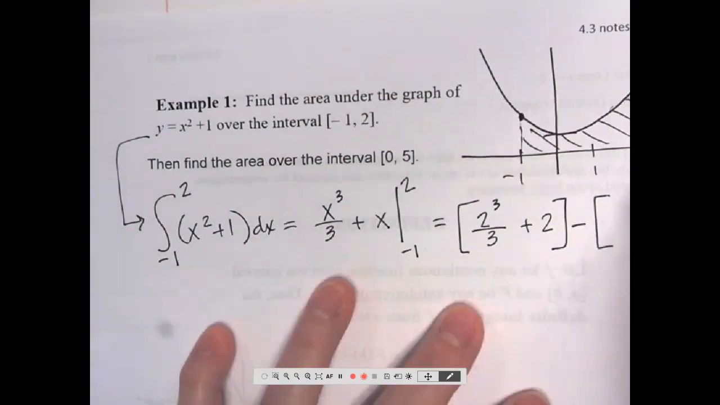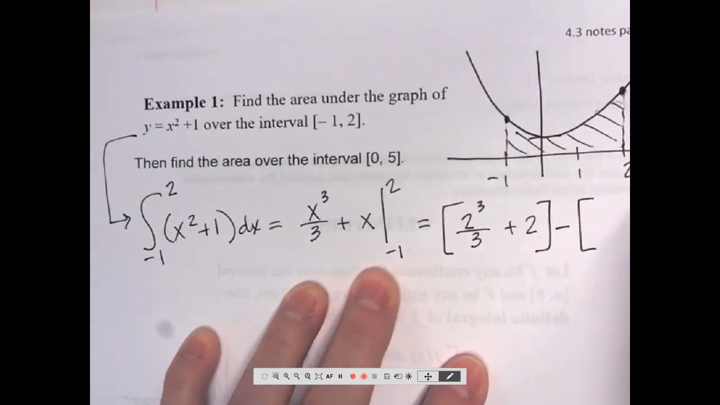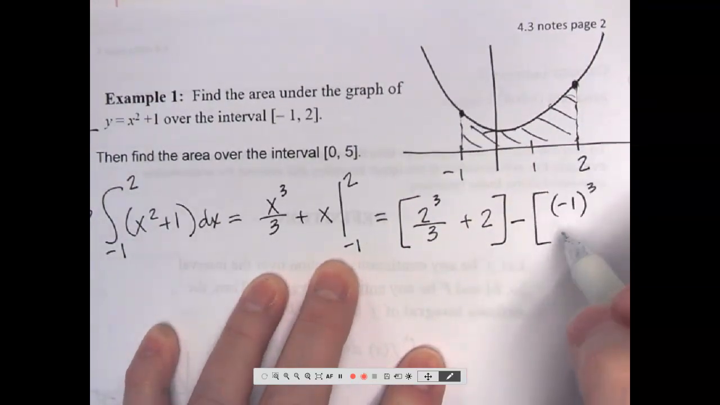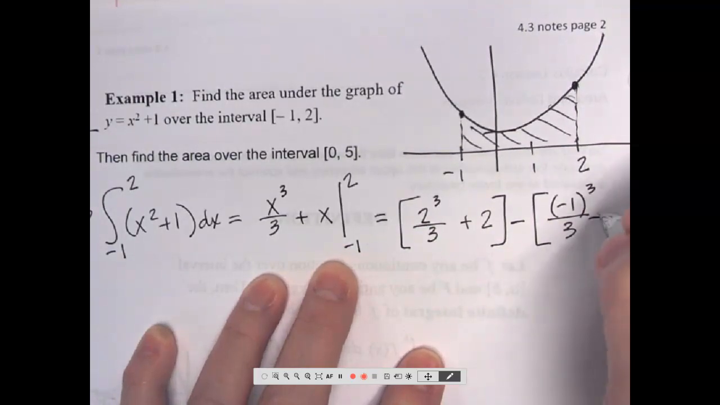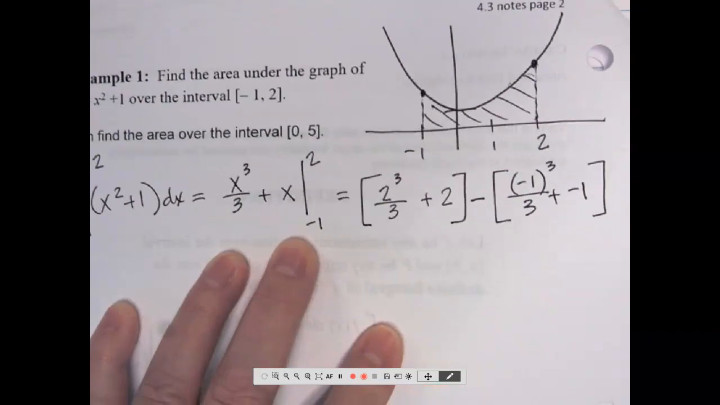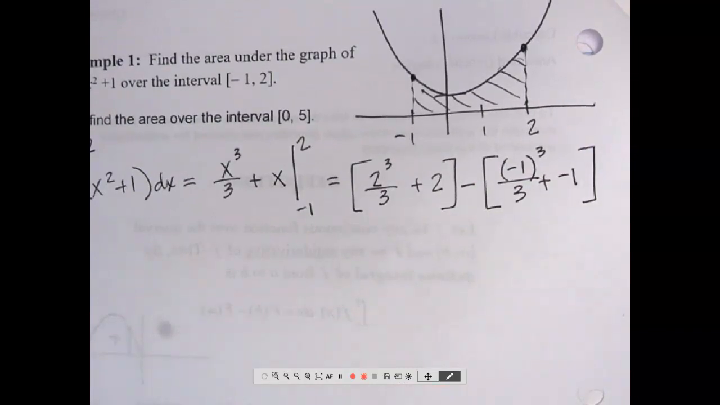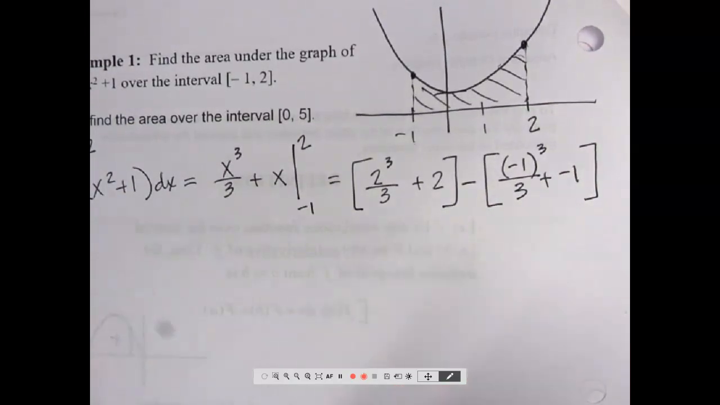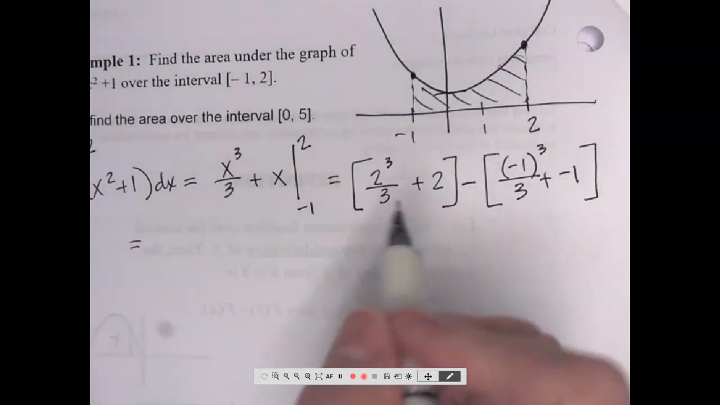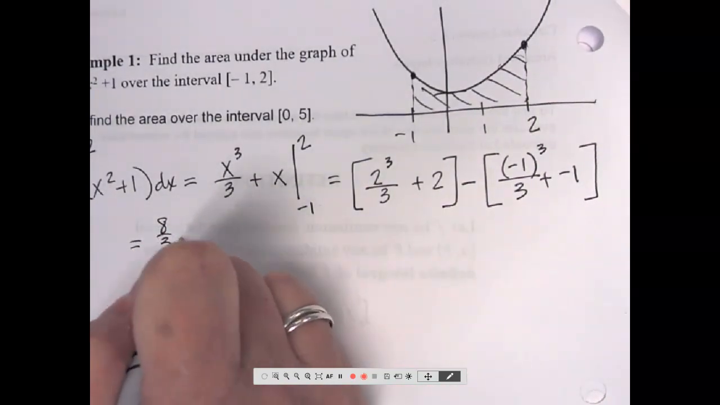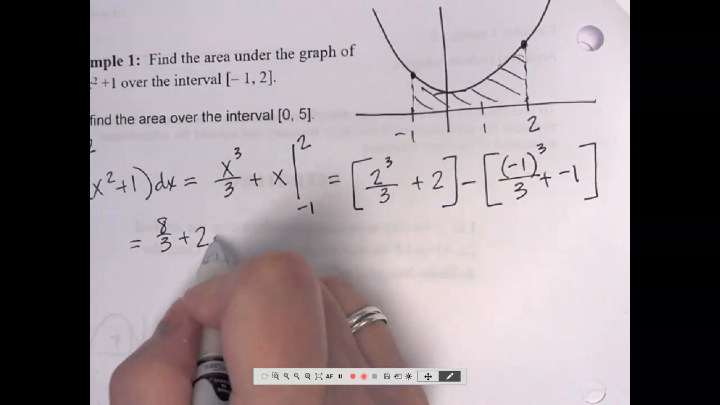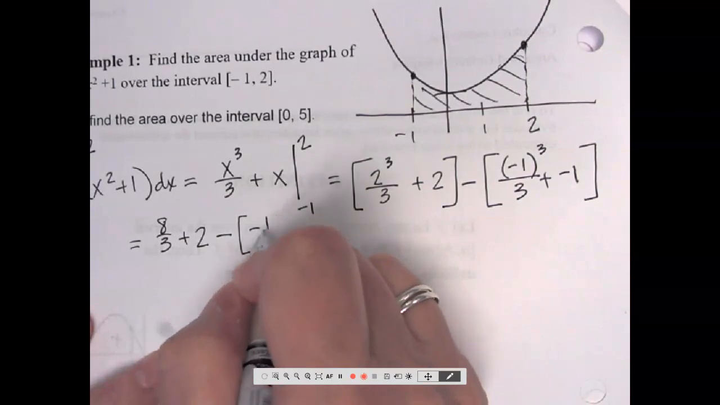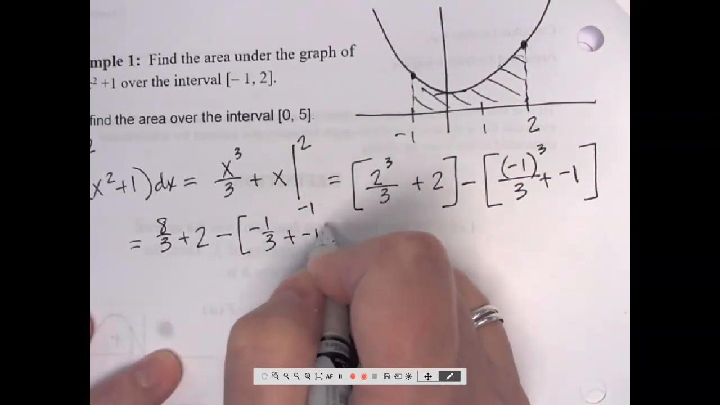Subtract, sub in the smaller or the lower number on the bottom. Now, if I'm cubing a negative, if I'm raising a negative to any power, I always use parentheses. Here we go. Sub in upper minus sub in lower. And from there, then we're just crunching numbers. So that's 8/3 plus 2 minus -1/3 plus -1.